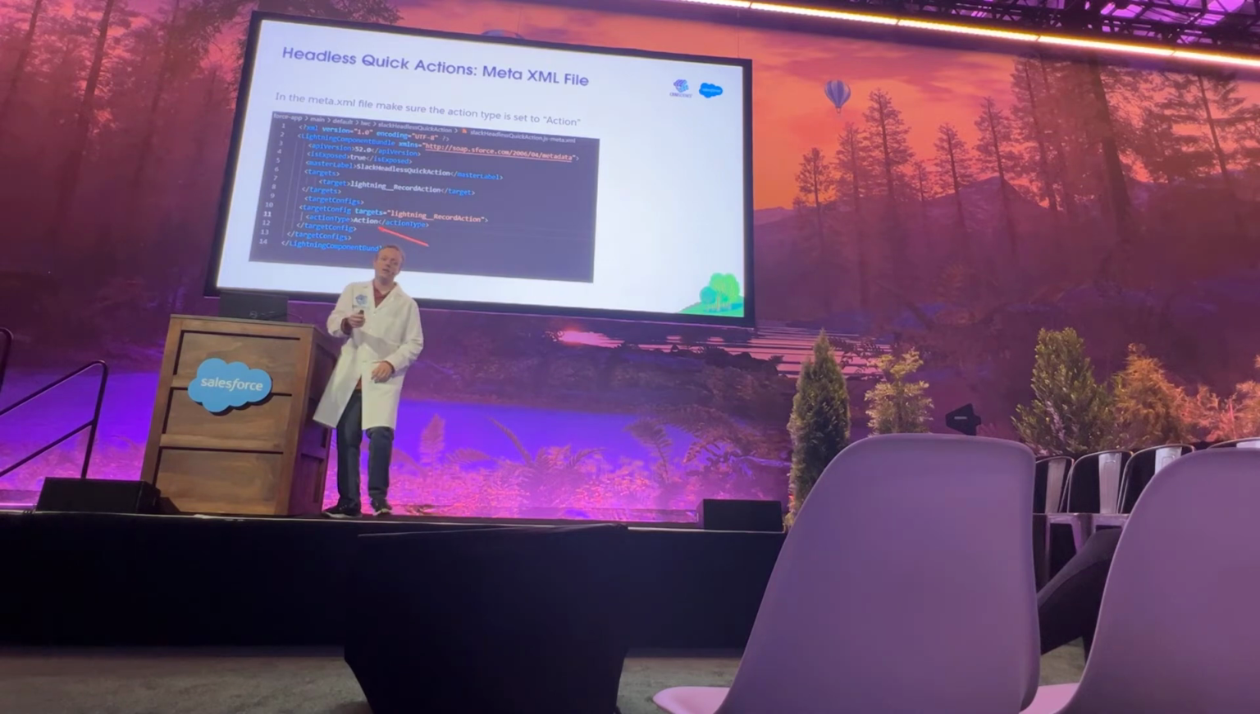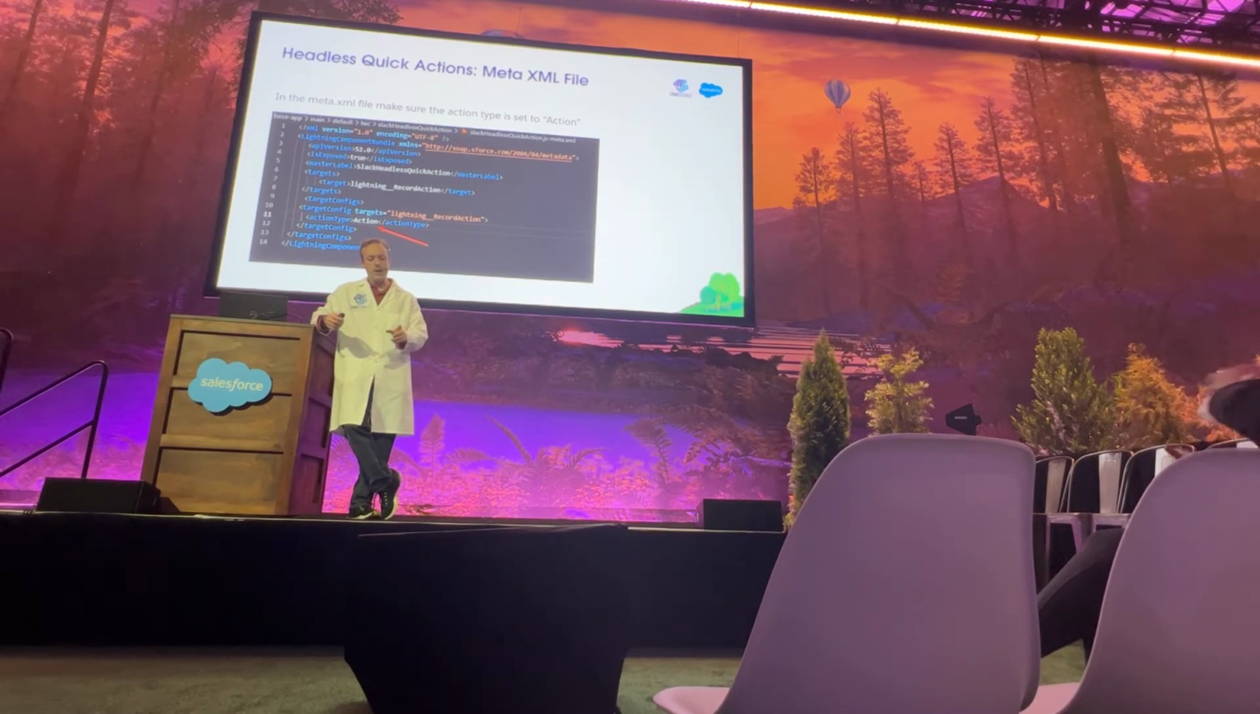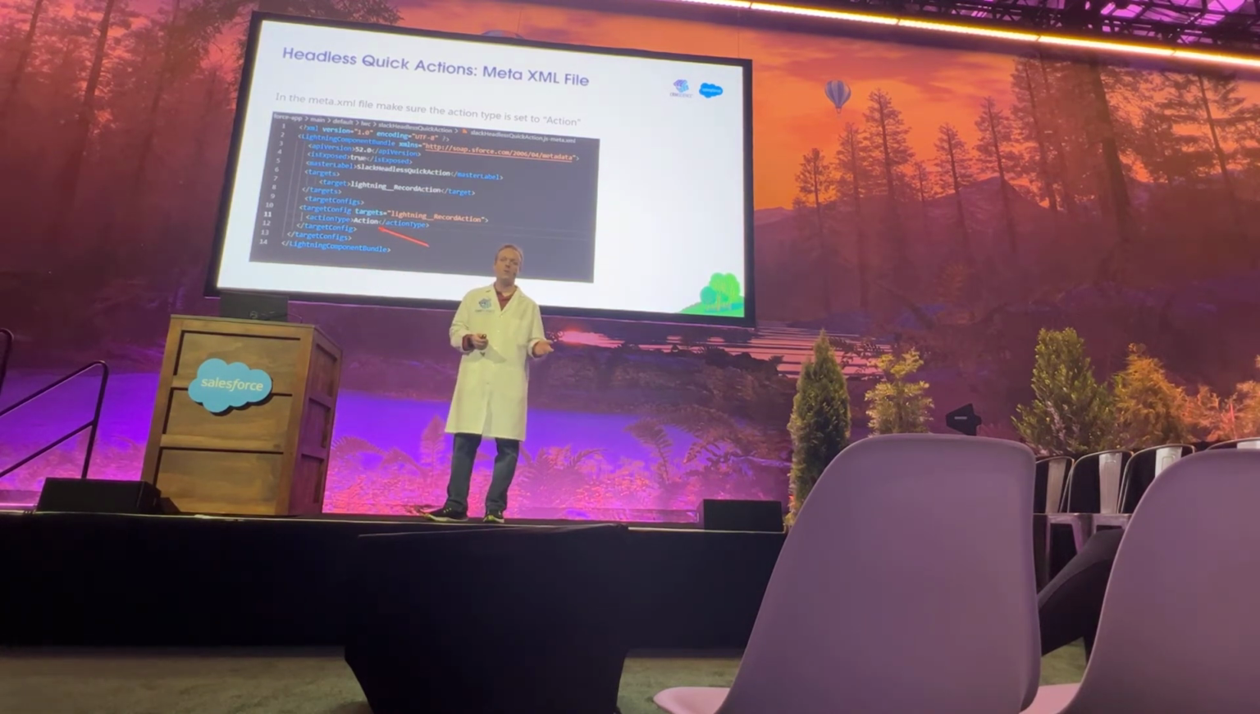Very important for headless quick actions, you want to make sure in the meta XML file that you set the action type to action. That's going to be for headless only. For any either screen or headless quick actions, you're going to need that lightning record action target config, but you want to make sure that for a headless quick action, it's set to action.